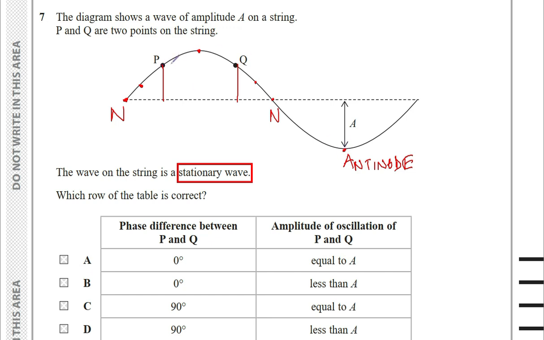So P and Q, neither of which are in the antinode position, will have an amplitude smaller than A. Answer should be B because they have a phase difference of 0 because they're in phase, and their amplitudes must be less than A.